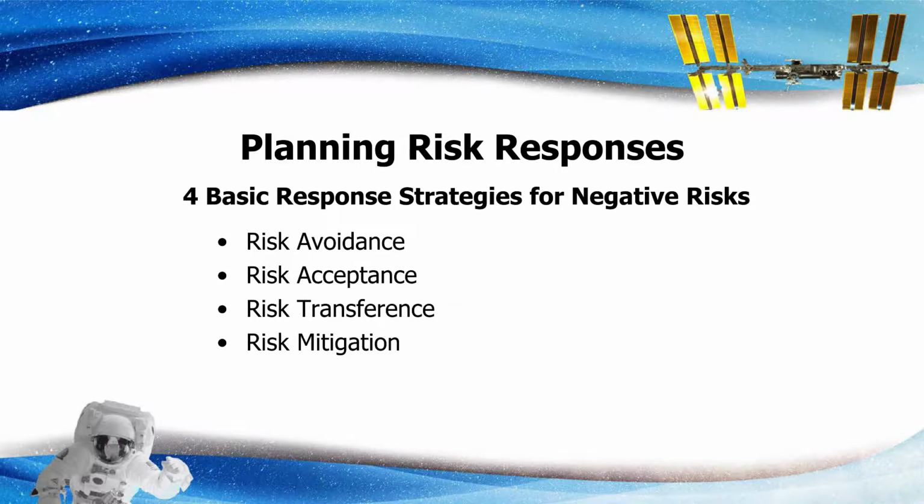Four basic response strategies for negative risks are risk avoidance, or eliminating a specific threat, usually by eliminating its causes; risk acceptance, or accepting the consequences if a risk occurs; risk transference, or shifting the consequence of a risk or responsibility for its management to a third party; and risk mitigation, or reducing the impact of a risk event by reducing the probability of its occurrence.